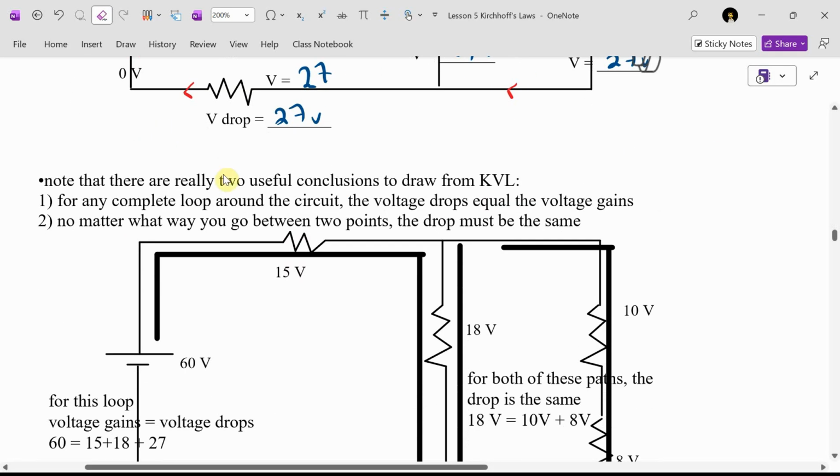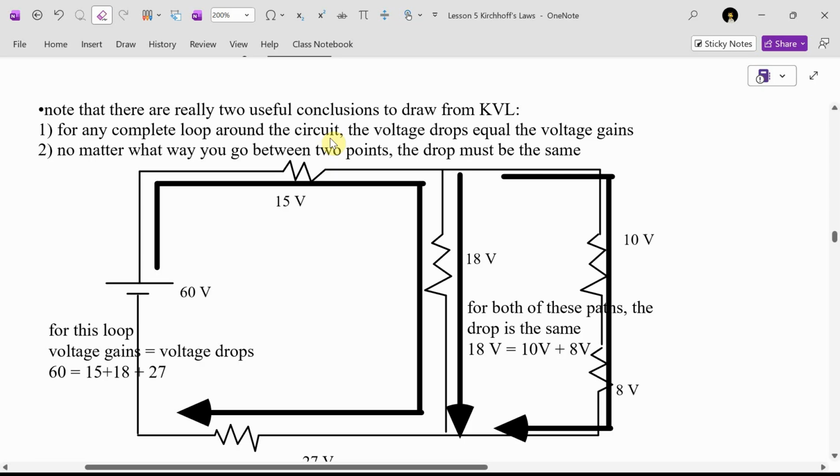So this says 2 useful conclusions. For any complete loop, the voltage gains equal the voltage drops, but also no matter which way you go between 2 points, the drop must be the same. Owen said, hey, this is 18 volts, because if we start here and end here, and we lose 18 there, start here and end here, we're going to lose a total of 18 here. That last one, I hope you picked up on. That can be really handy when you're trying to find missing stuff. So what you're often going to hear me say is, you're stuck, go back to the beginning, start skiing again, ski a different path.